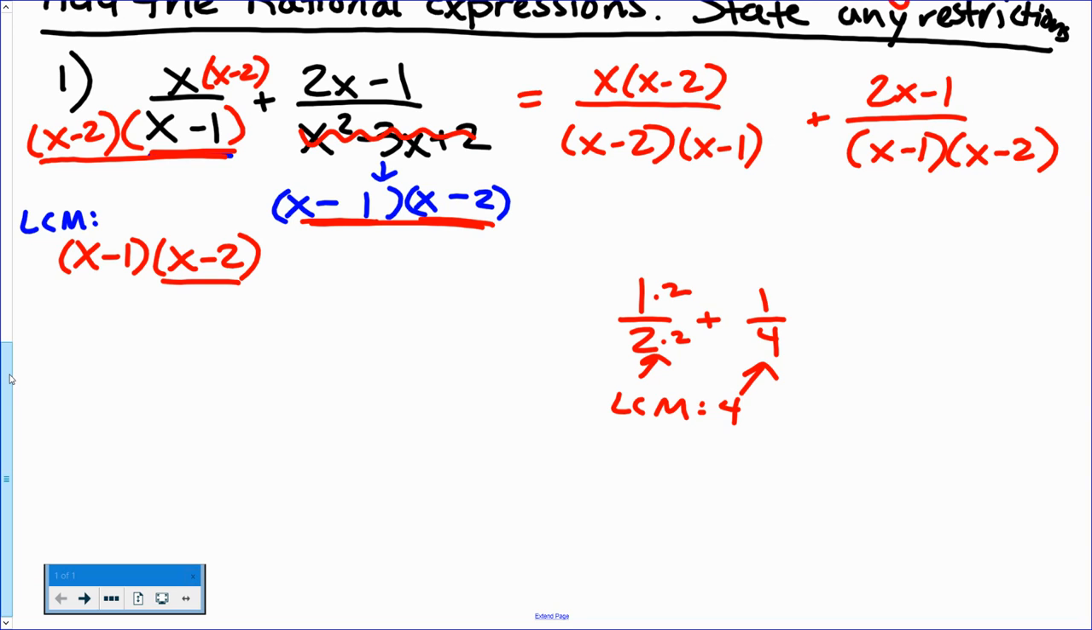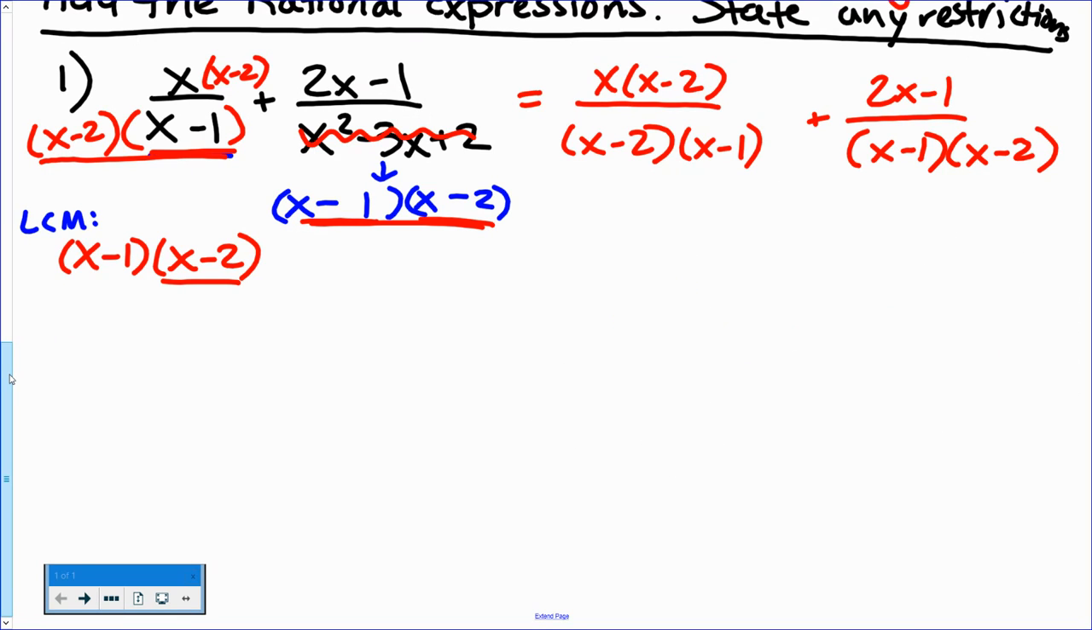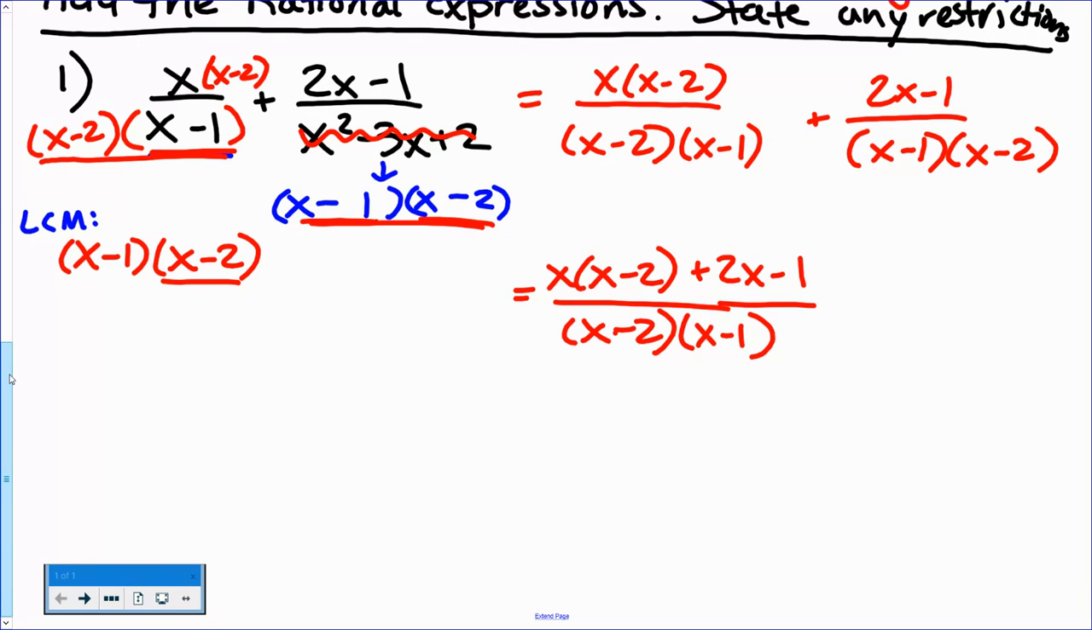Now once you have the same denominators, let's go back to our simple problem here. So 2/4 plus 1/4. I keep the denominators the same and I add across the top. So this would give me 3/4. Okay, and that's what I'm going to need to do up top. So on the bottom, I will have x minus 2 times x minus 1. And I'm putting x times x minus 2 plus 2x minus 1 in the numerator. And I want to add these together.